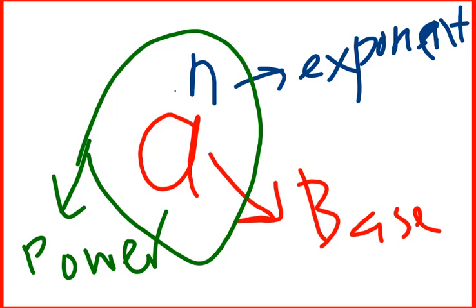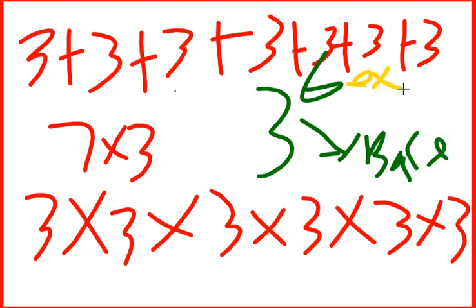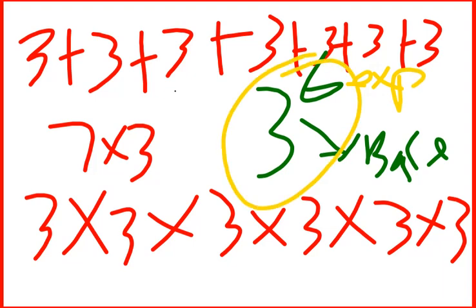Let's refer back to the example I introduced in the previous slide, 3 to the power of 6. Our base would be 3, our exponent would be 6, and together we call it a power. That's how you'd say it: 3 to the power of 6.